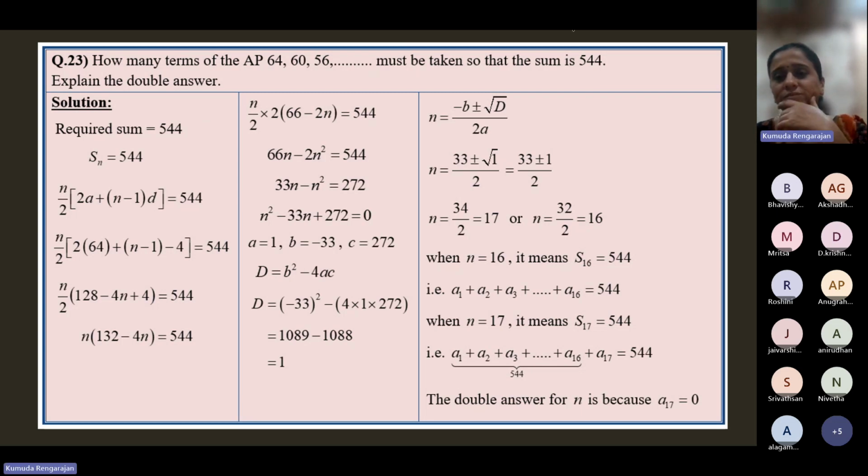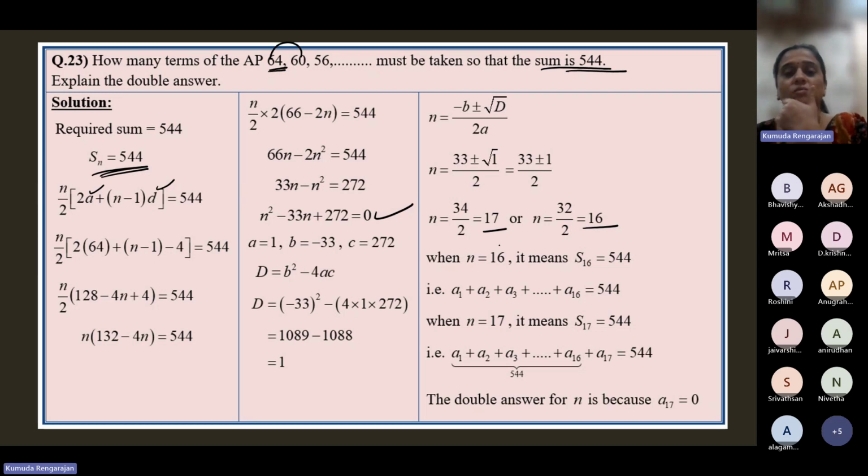Okay, we'll just see it quickly once again. Sum is 544, so Sn is 544. We know a is 64 and d is 60 minus 64, which is minus 4. In the formula n by 2 of 2a plus n minus 1 into d, fix the values: a is 64 and d is minus 4. When you work this, you get a quadratic equation in n. Solve this quadratic equation and find the two values for n. Both values are acceptable, 16 and 17.